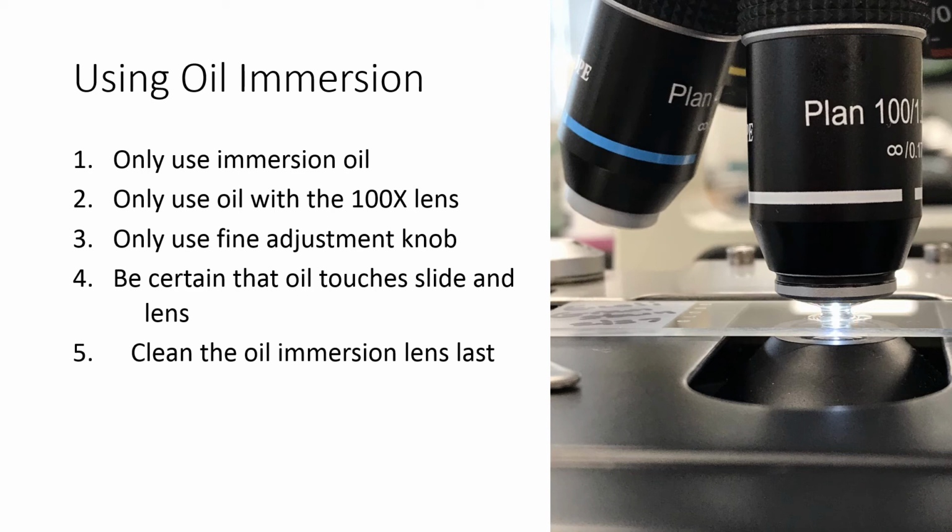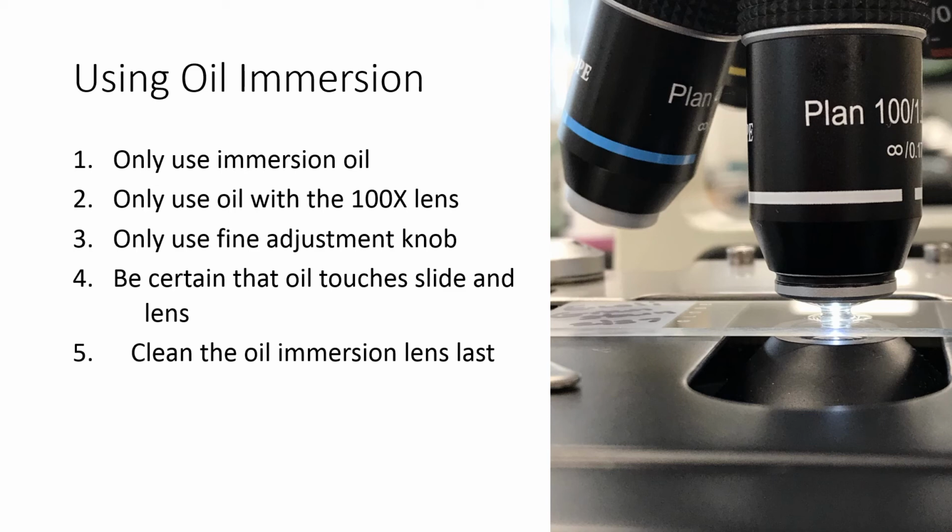Okay, so now you've seen the other two videos, so hopefully you have an idea of how to use your microscope. Just a few things I want to reiterate about using the oil immersion lens. Number one, you only ever use immersion oil on the oil immersion lens because other oils can actually damage this lens, and these are expensive lenses, so we want to take care of them. The second thing is that you only use immersion oil with the 100x lens, the oil immersion lens. If you use the oil with the 40x lens, even by accident, you can damage that lens.